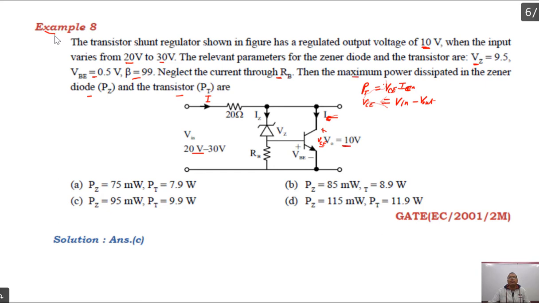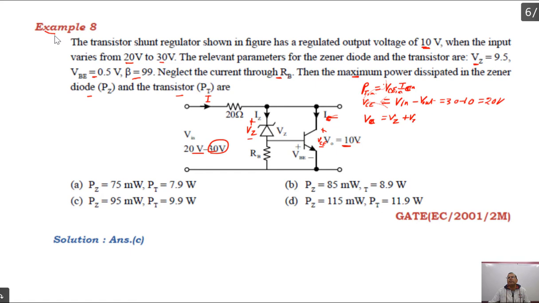For maximum power dissipation, I have to take the maximum input supply. So the maximum power dissipation in the transistor will be VCE max into IC. VCE max is 30 minus the output voltage, which is 10 volt, so that is equal to 20 volt. What is VZ? The voltage across the Zener diode is VZ, and the voltage between base and emitter is VBE. So the output voltage of the circuit is nothing but the sum of VZ and VBE.